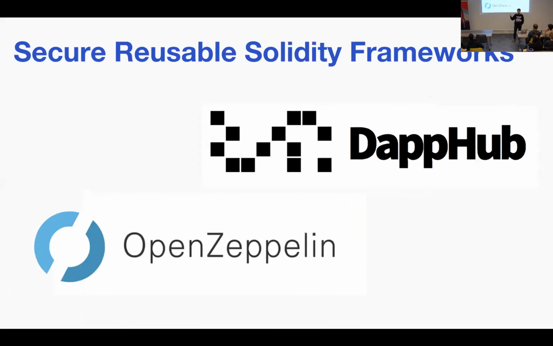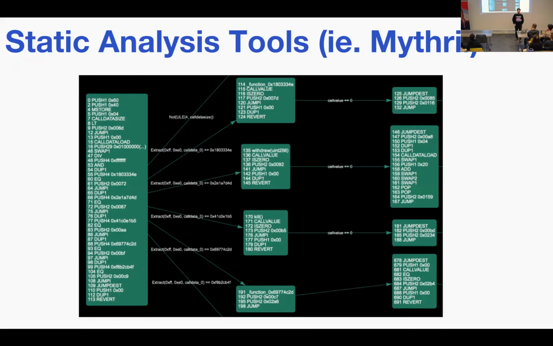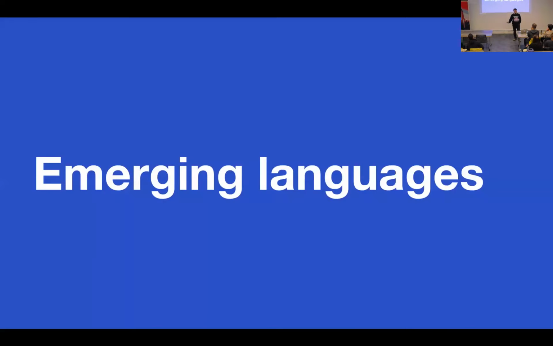We've got some great reusable Solidity frameworks out there. 2 excellent teams building really good reusable code. We have this tool called Mithril. It's a static analysis tool. You'll learn more from Mark about what that really means under the hood. But this is great. It's fun to use, and it sort of breaks down the pathways in your code.